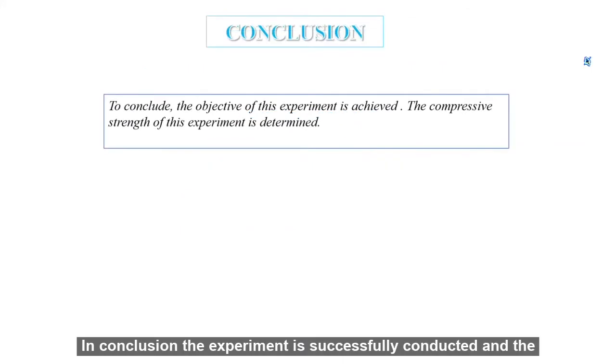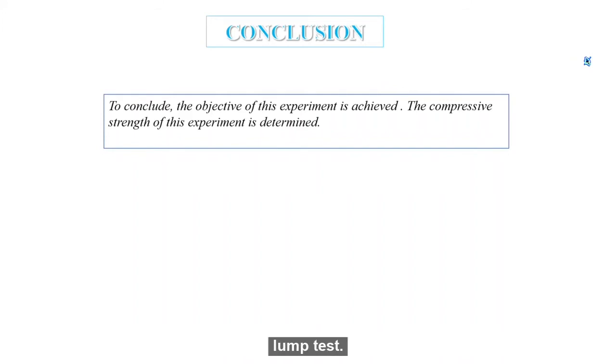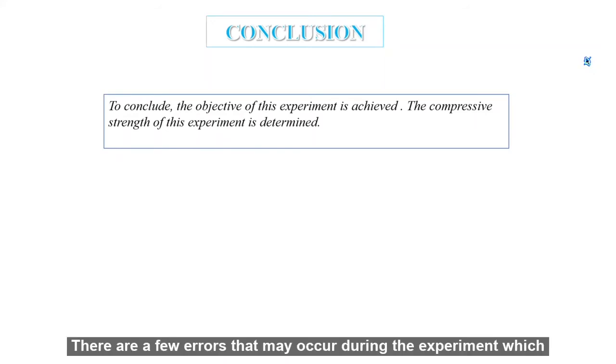In conclusion, the experiment is successfully conducted and the objectives are achieved. We determine the compressive strength of rock specimens irregular lump tests. There are a few errors that may occur during the experiment which causes the result to be less accurate, such as parallax error that resulted in wrong calculation.